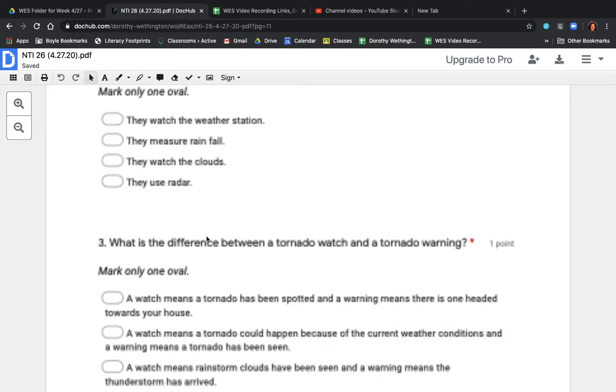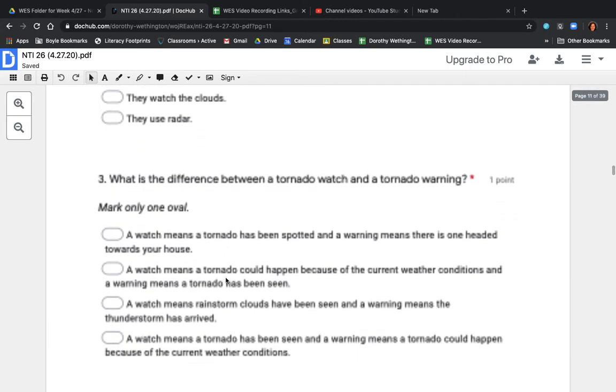Question 3. What is the difference between a tornado watch and a tornado warning? Mark only one oval. A watch means a tornado has been spotted, and a warning means that there is one headed towards your house.